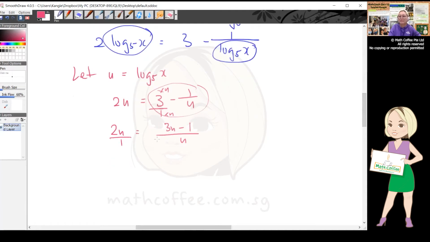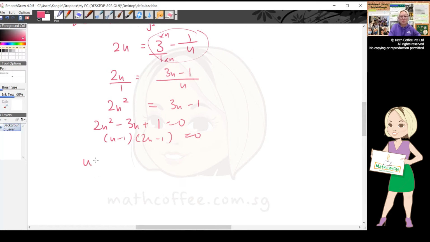Now both sides are a single fraction, you can cross multiply. So 2u squared equals 3u minus 1. Quadratic equation, throw everything to the left-hand side. 2u squared minus 3u plus 1 equals 0. So then after that, you need to solve the equation. 2, minus 3 and 1. So I get u minus 1, and 2u minus 1 equals 0. So in the end, when you solve it, you get u equals 1 or u equals half.